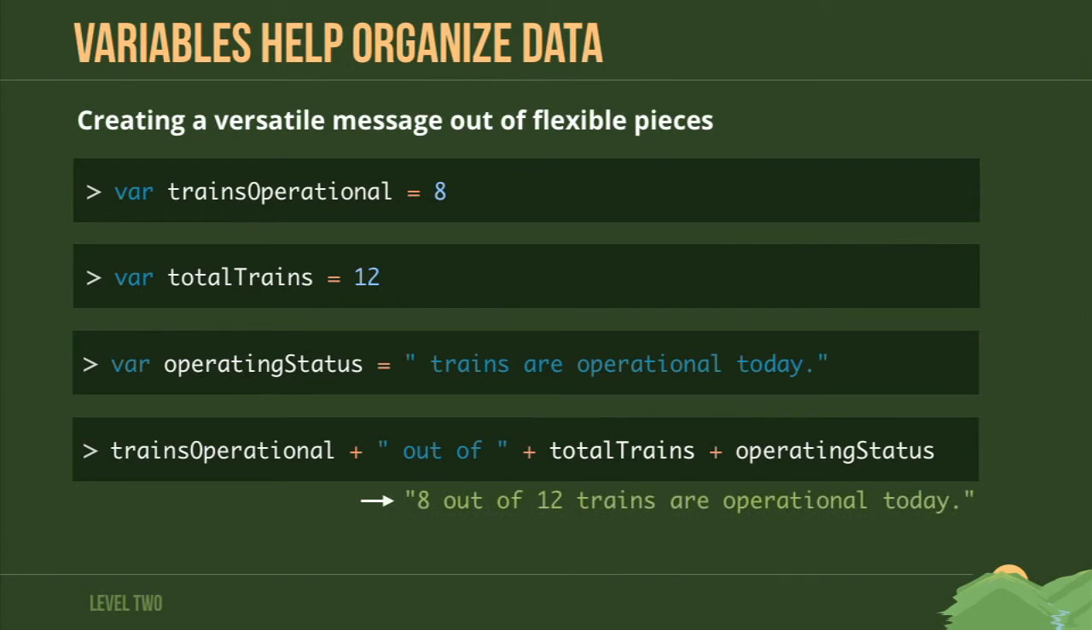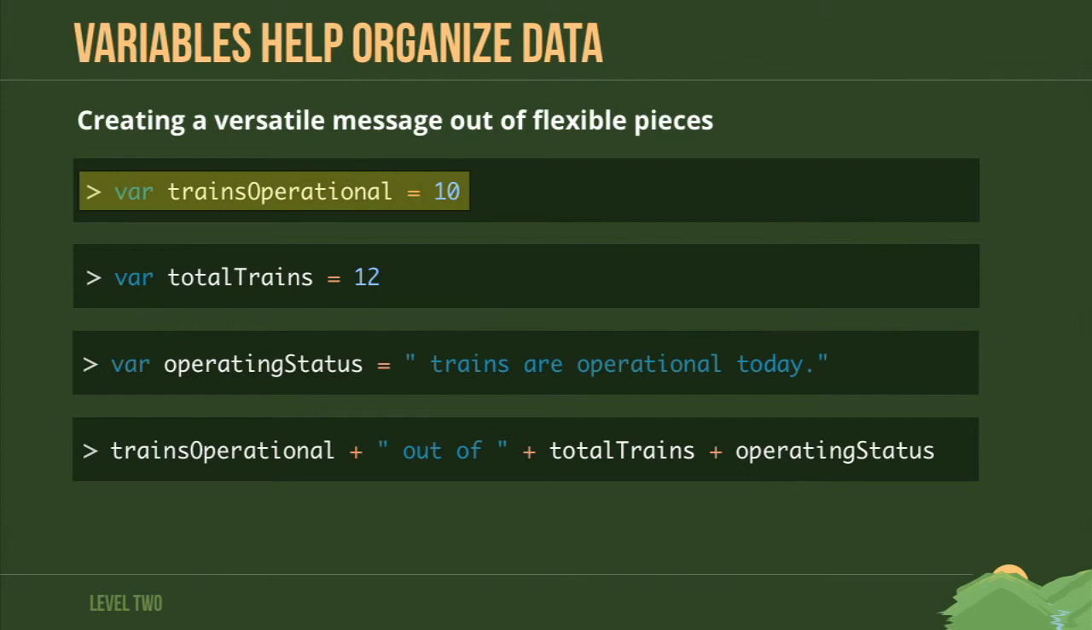Now say we had to run the train system message again the next day, but there was a different amount of trains that were operational. Too easy. We can change the trains operational variable to a value of 10. And now, when the message gets printed out to the user, we get 10 out of 12 trains are operational today.